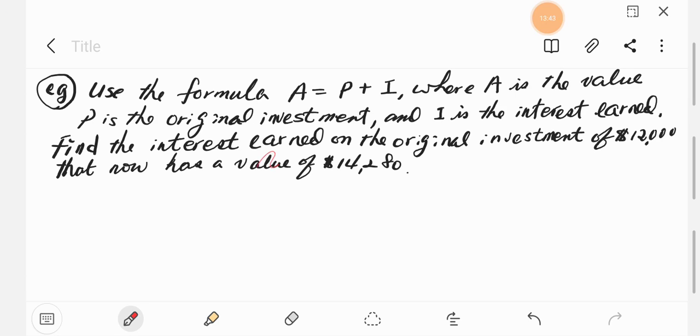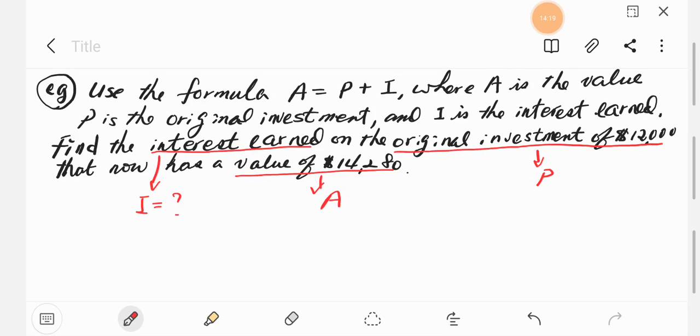So from here, find the interest earned. So the interest earned is what? This is the value I, right? So we want to find I. And then the original investment, which is 12,000, will be the value of the principal P, right? And now the value became what? $14,280. So this will be the value of A. So A and P values are given, and we want to find the value of I.